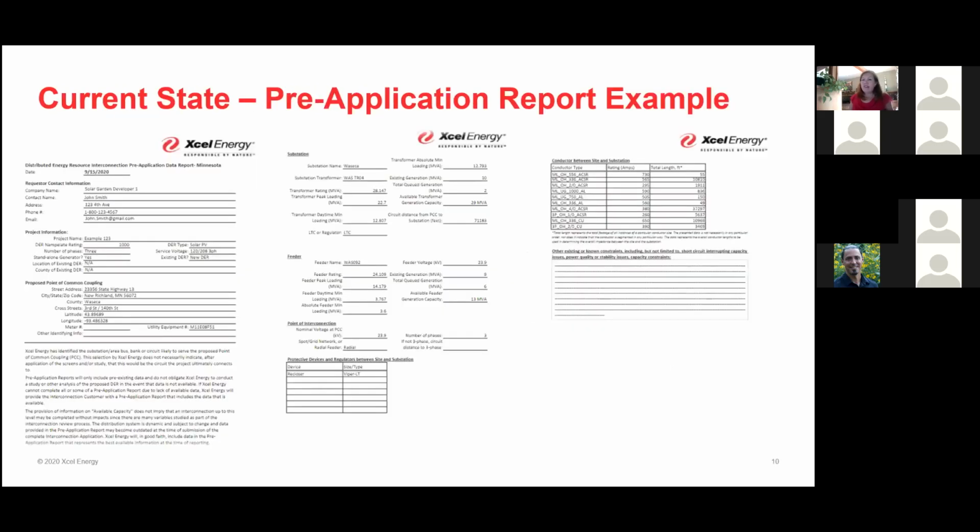So this just takes a quick look. I know this is a lot of data and it might be kind of small. Hopefully it's on your screen so you can lean in and see it a little bit. But this is what comes out of that pre-application report. This is an example report of what you would get when you put in a request for that pre-application report.